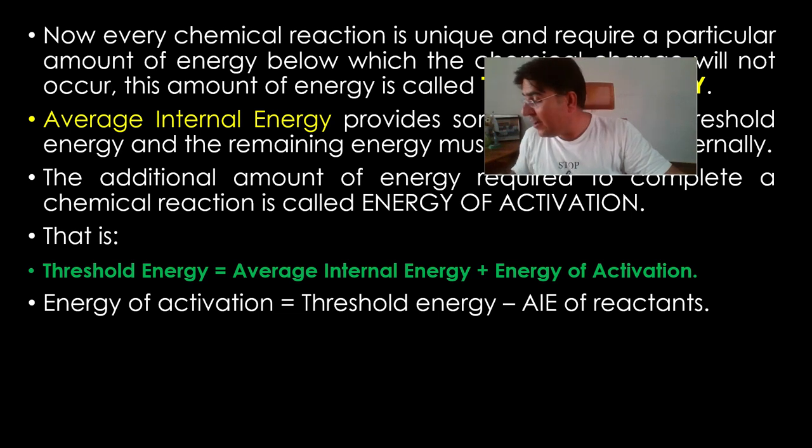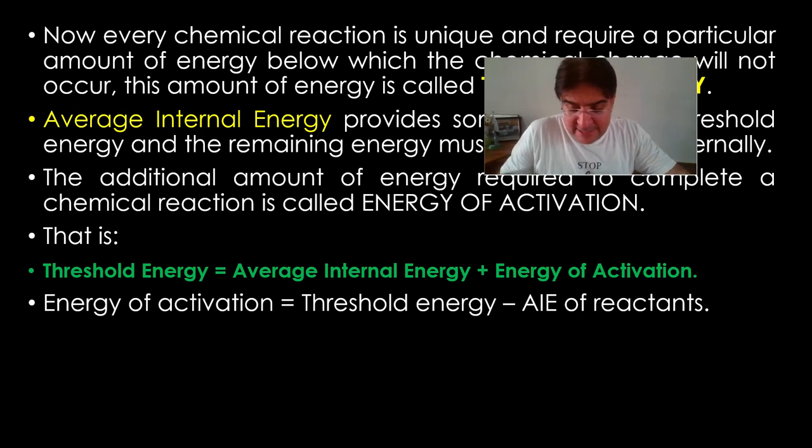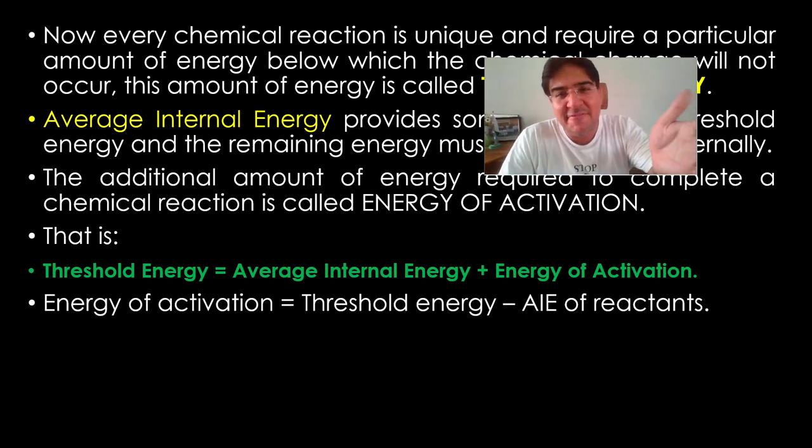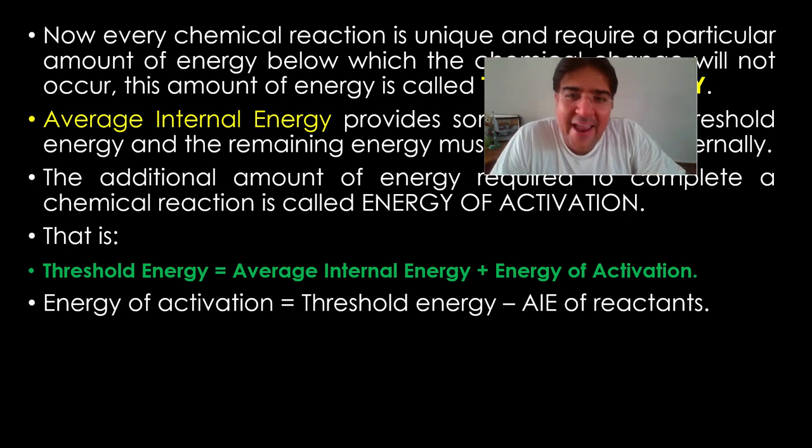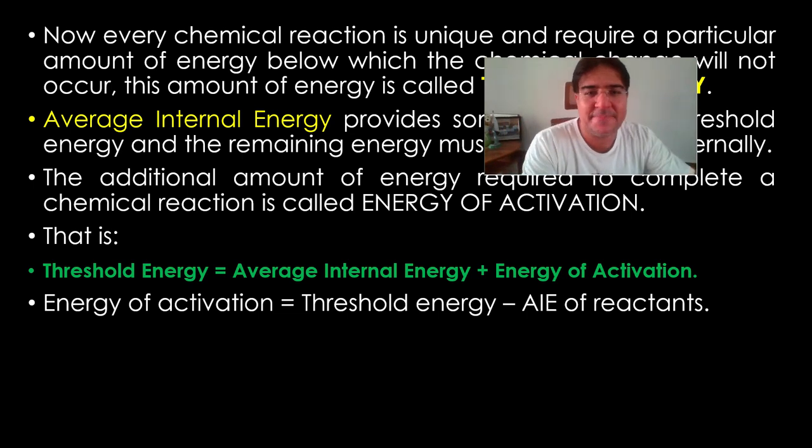We attempt the fourth example in the book, and it is on page number, I'm not sure, 233, where the question says that threshold energy is 31 kilojoule per mole, average internal energy is 12 kilojoule per mole. How much energy of activation is required? So 31 minus 12, and that is 19 kilojoule, the energy of activation. Very simple problems. I hope you understand those, right?